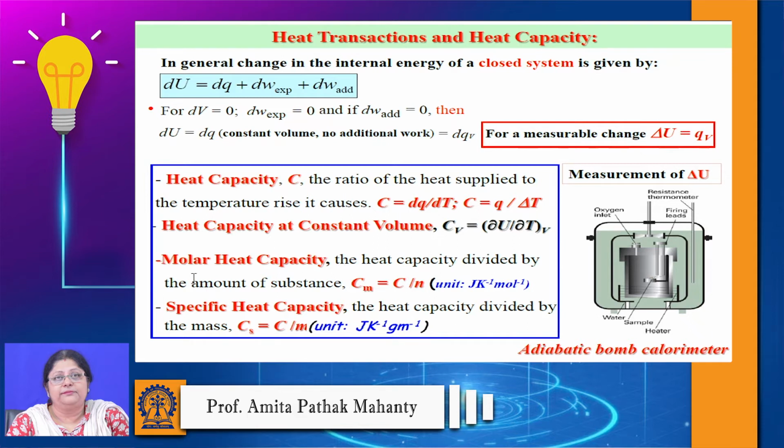So what is molar heat capacity? It is the heat capacity divided by the amount of substance, that means per mole. If it is specific heat, it is the heat capacity divided by the mass of the substance, so per gram of the substance. An adiabatic bomb calorimeter can be used to find out the change in internal energy.